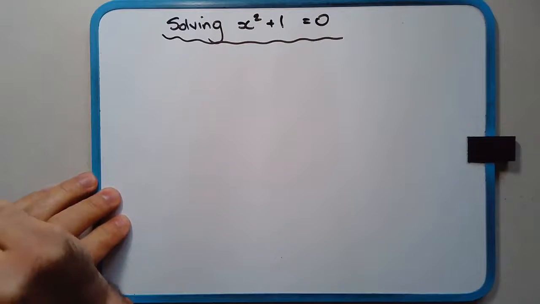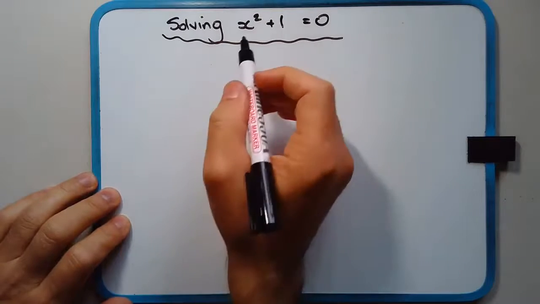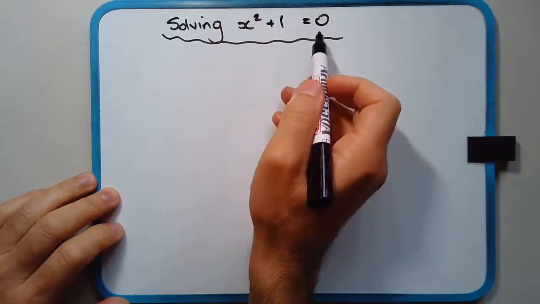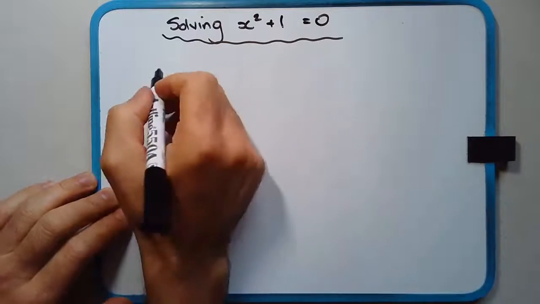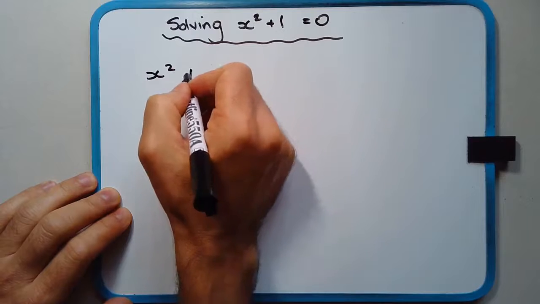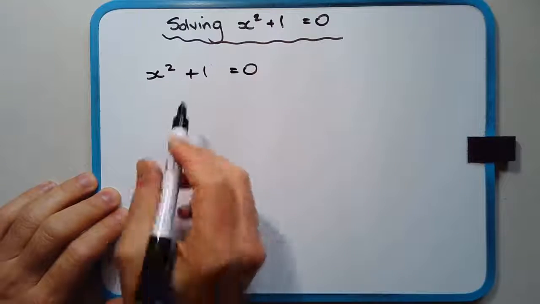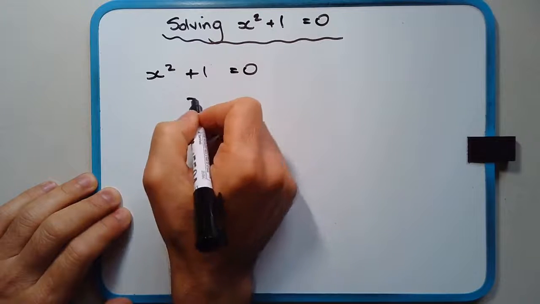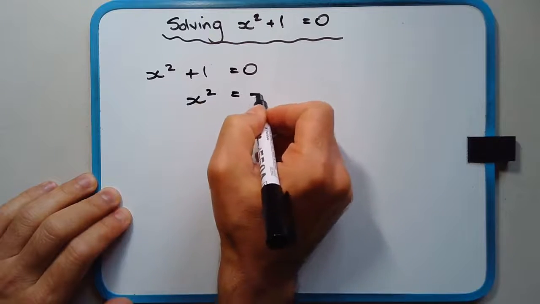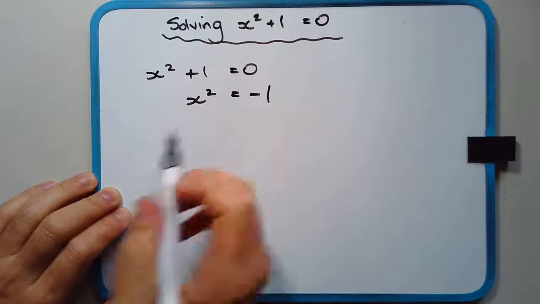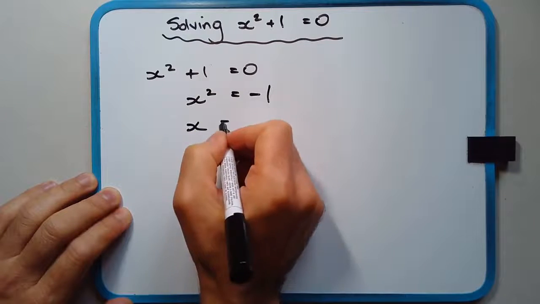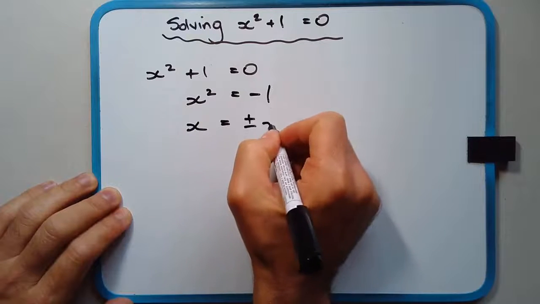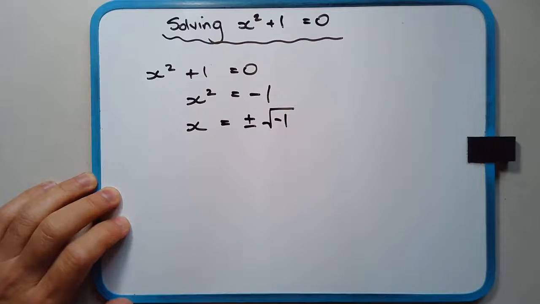So in this video, we're going to look at a very interesting quadratic equation, which is the quadratic equation x squared plus 1 equals 0. Let's solve that, see what we get. Okay, so let's move the positive 1 over to the other side, becomes a negative. So we have x squared is equal to negative 1. Let's take the square root of both sides. So x is equal to plus or minus the square root of negative 1.